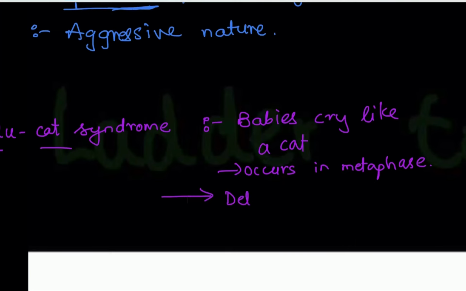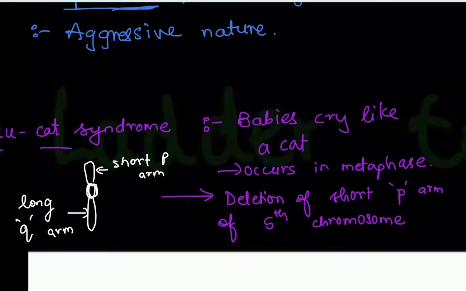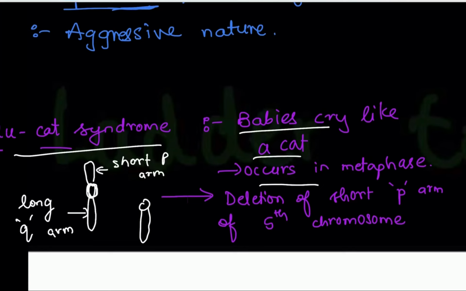Now exactly what happens here is there is deletion of the short P arm of the 5th chromosome. Now what does this mean? Let's understand. Suppose this is a chromosome. Every chromosome has the centromere in the middle, as you would have already studied in the previous video. I'm repeating it: the centromere divides the chromosome into arms. This is the short P arm and you will have a long Q arm. So in this Cri-du-cat syndrome during metaphase, there is deletion of the short P arm. So the short P arm will be deleted and there will be only the long Q arm. So this leads to Cri-du-cat syndrome, in which the baby will cry like a cat. I hope this is clear.